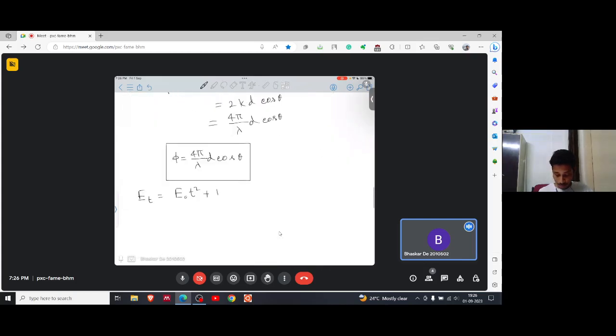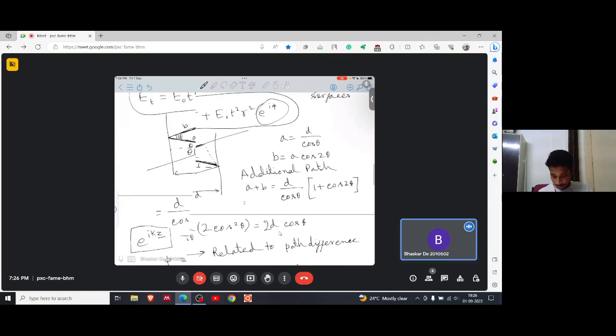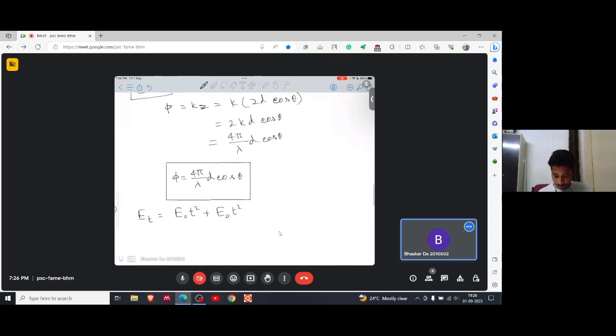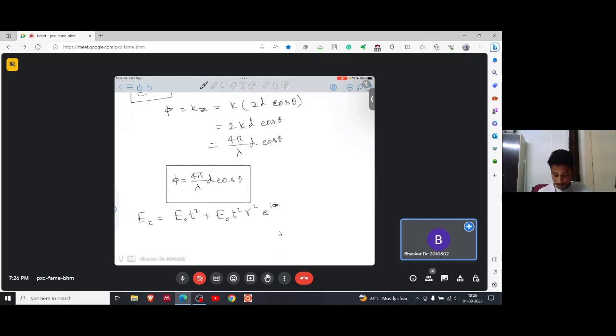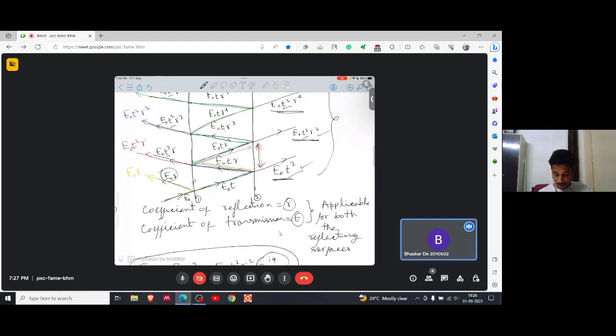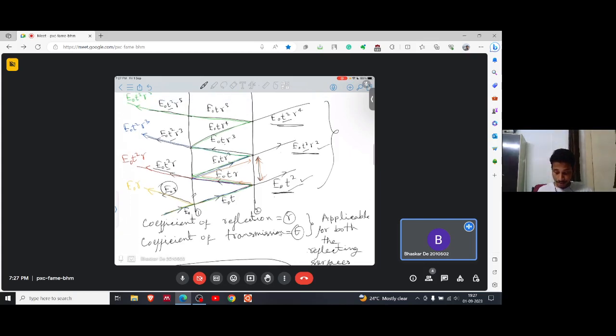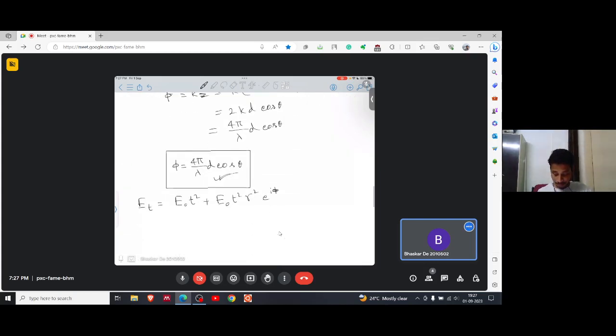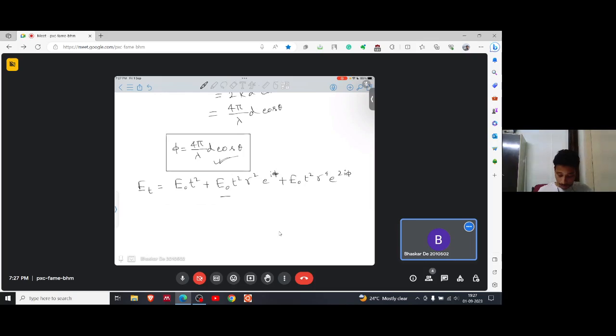So E naught t square, then E naught t square r square e to the power I phi. So here the phi means this one. This phi means the phase difference between E naught t square and E naught t square r square, which is basically phi. Then I will write this term E naught t square r to the power 4 e to the power 2 I phi plus dot dot.